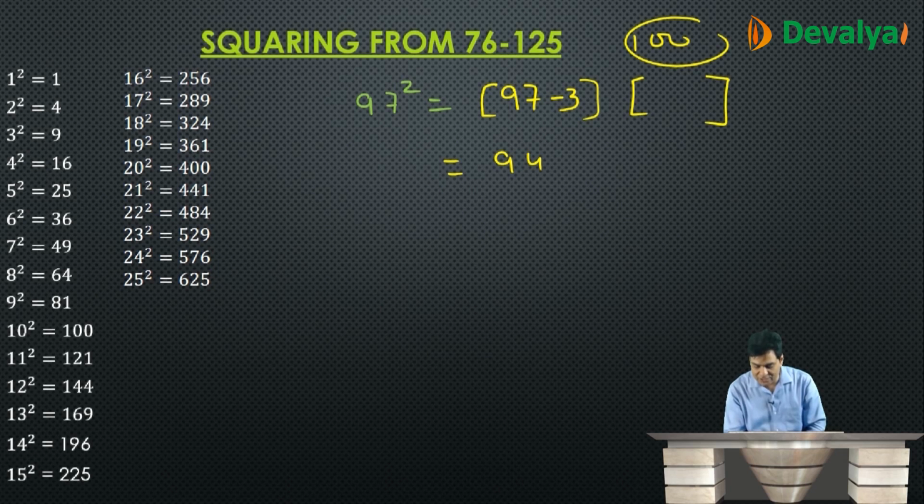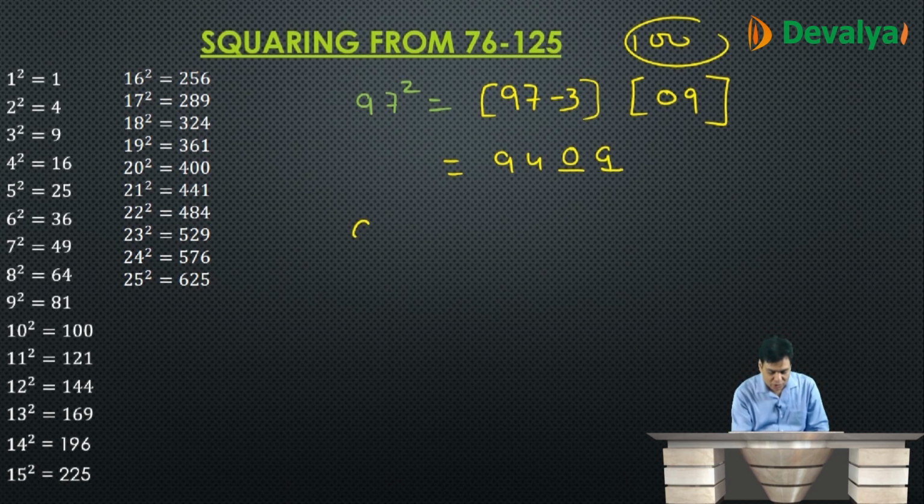What would be the last two digits? The last two digits would be the square of 3, that would be 09. Why 09? Because I need two places. So I write it as 09. I got the last two digits.